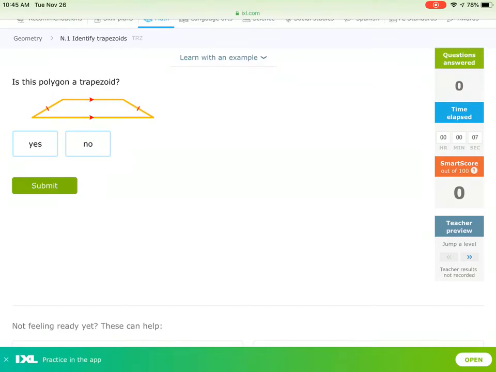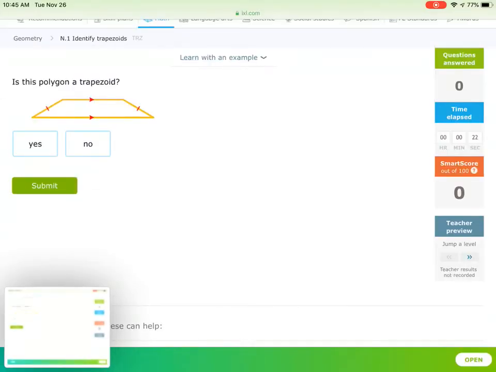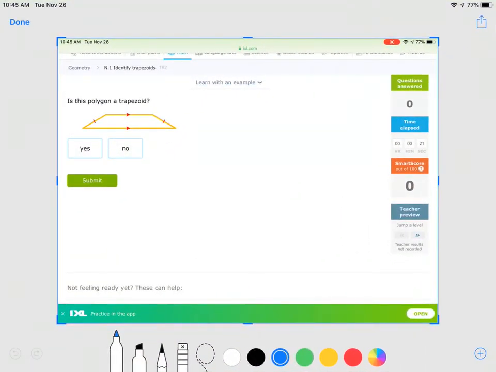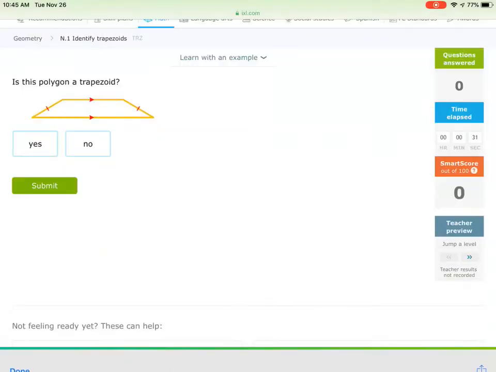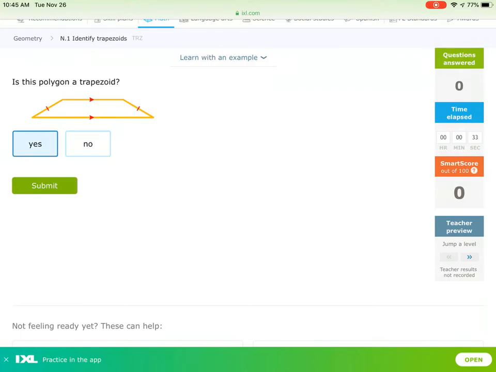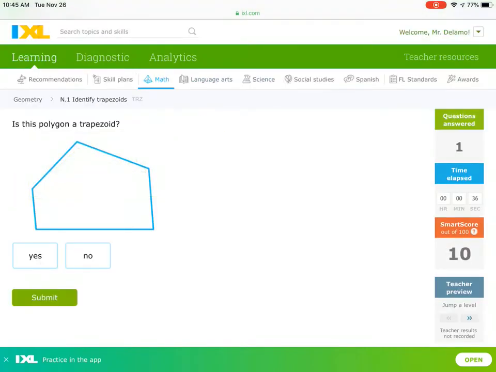All right, so question 1 says, is this polygon a trapezoid? The requirement for being a trapezoid is that you have exactly one pair of parallel sides. In this case, we have that with this side and this side. So the answer is yes. Okay, yes, submit.